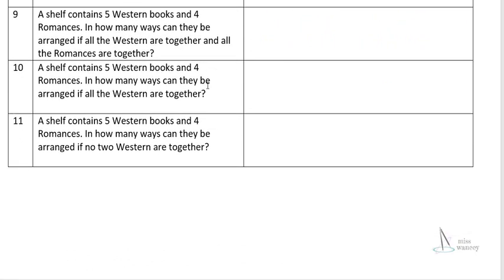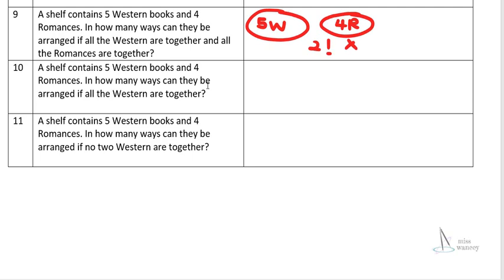Okay, so again, a similar question, except that now all the Western are together and all the Romance are together. So these are the group for the Western: I have 5 Western, and then I have another group for the Romance: 4 Romance. So that means I have 2 groups to arrange. So 2 factorial, multiplied by, let's go to each group. We have 5 books over here, so 5 factorial, multiplied by 4 factorial. So this is equal to 5760.